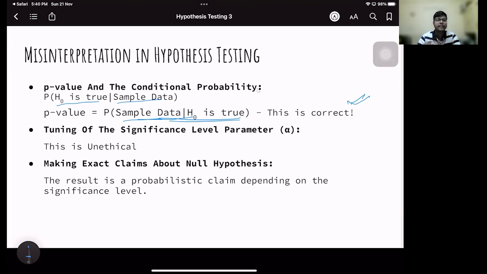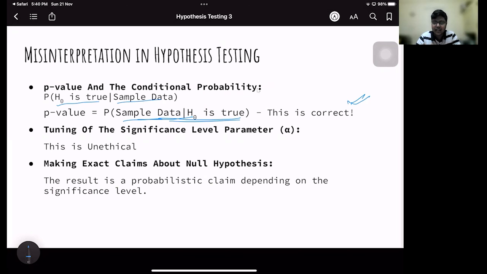And second, tuning of the significance level parameter alpha. Let's say you perform a data analysis and you initially thought that the significance level should be 5%, and your result, the p-value, comes around 3.5%. Okay, so according to this, the null hypothesis is rejected. But due to some external factors, let's say your financial support depends on this significance, you decrease the significance level parameter alpha to 3%. Then the null hypothesis is not rejected.